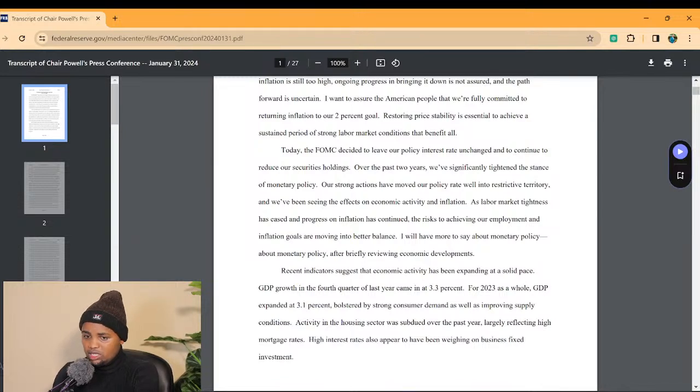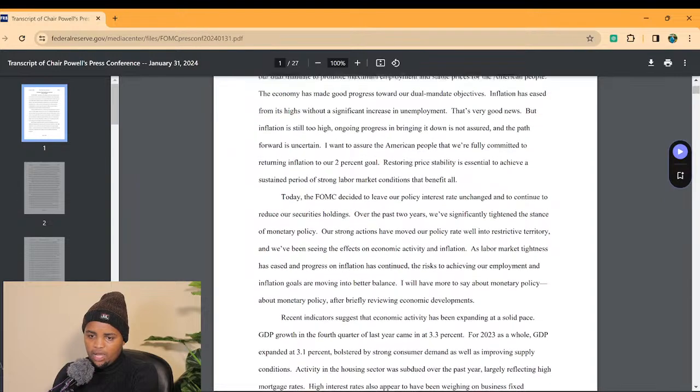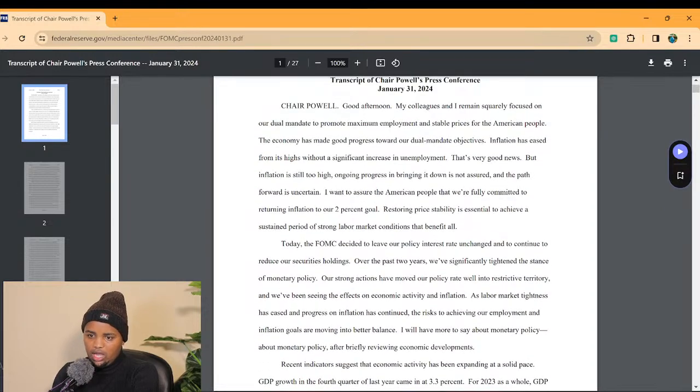One of the important things you can check from this is this 2% goal. And look at this, this is very important, because one thing you have to notice is that some of this information may be included in that minute. For example, this was the greeting. Inflation has eased from its high without a significant increase in unemployment. That's very good news, but inflation is still too high. You can see, believing that inflation is too high, that is what we get from the press conference last time.